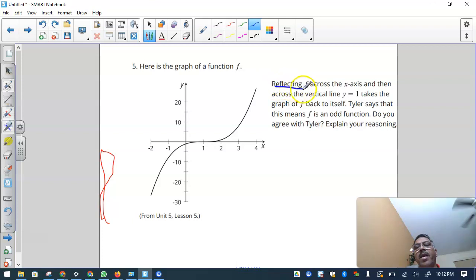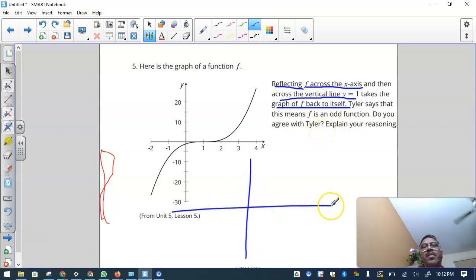So reflecting f, here is a graph. This is f; reflecting f across the x-axis, and then across the line y equals 1, takes the graph of f back to itself. Tyler said this means it is odd. No. So what is the meaning of odd? Remember, odd basically means if you have a graph, let's see, if this is the graph.